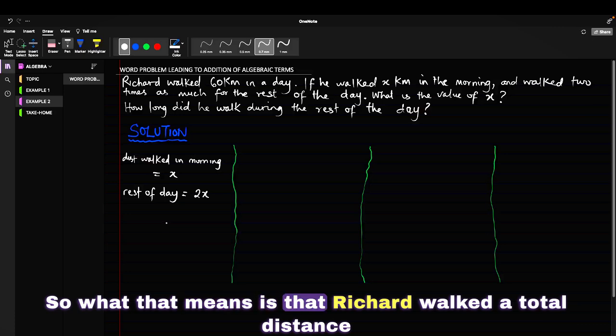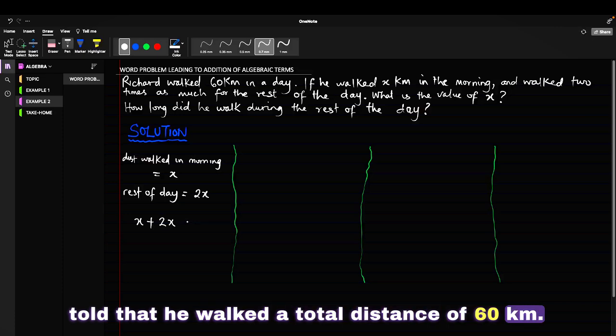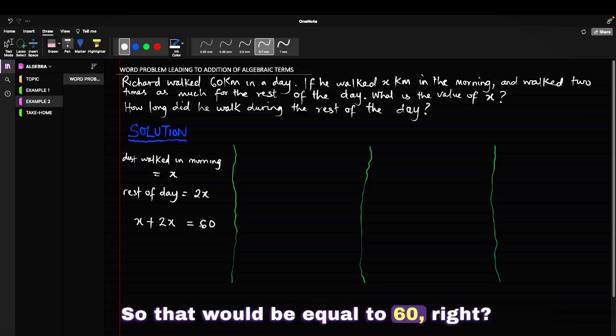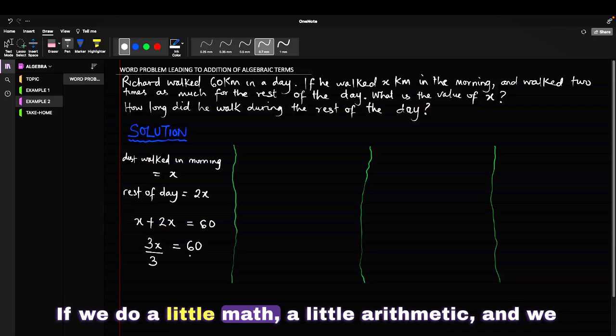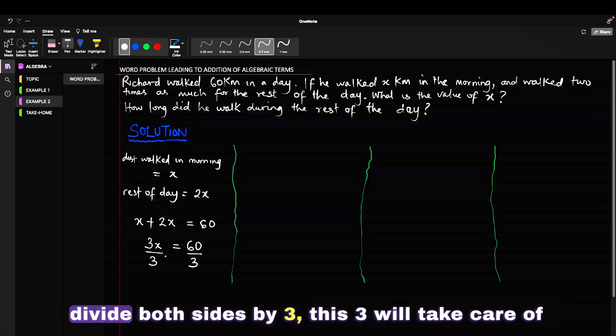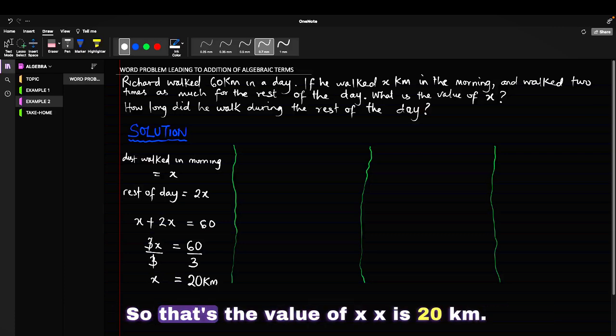So what that means is that Richard walked a total distance of x plus 2x throughout the day, and we are told that he walked a total distance of 60 kilometers. So that would be equal to 60, right? So x plus 2x is 3x, and that would be equal to 60. If we do a little arithmetic, and we divide both sides by 3, this 3 will take care of this 3, and x will then be equal to 20 kilometers. So that's the value of x.